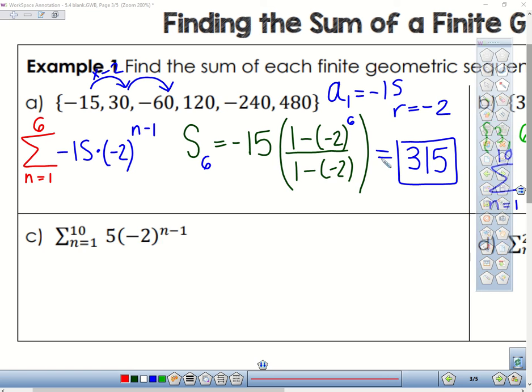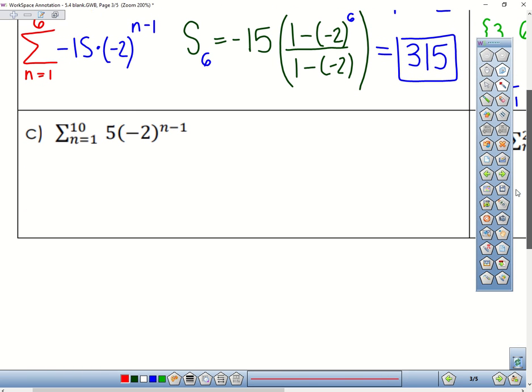Alright, let's move on to C. So in C they already gave us summation notation. Now we just want to actually calculate the sum. Now instead of actually calculating all of these terms separately and adding them up, we're going to use the sum formula. So in order to use the sum formula, you need to identify the first term.